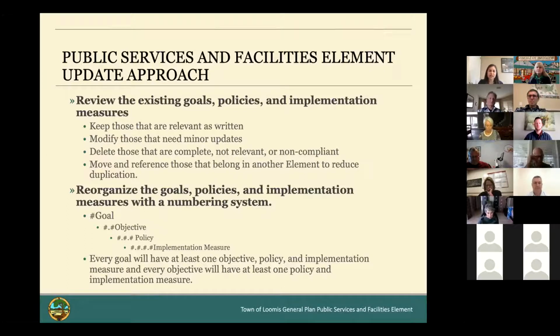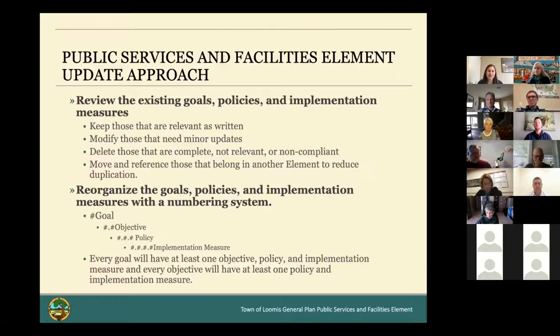There are some items that might be complete or not relevant anymore over this 20-year time span, or it's non-compliant with state regulations. So if there were something in there that said, we want to control growth by limiting who could have water, then that's really not going to be legally defensible in terms of current general plan requirements.